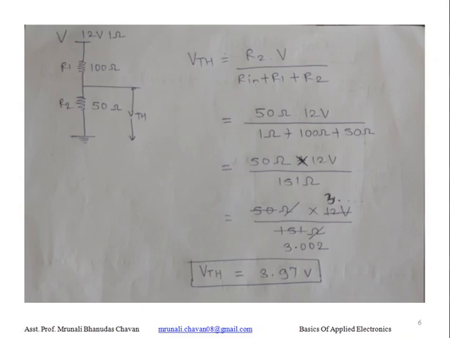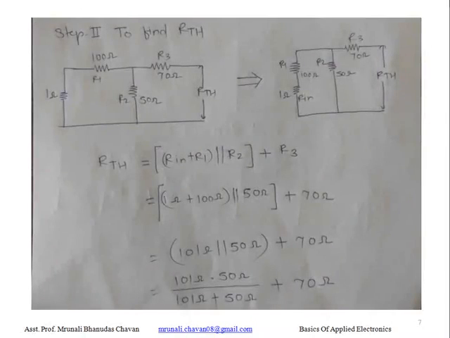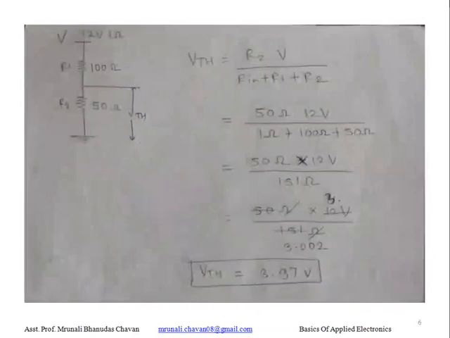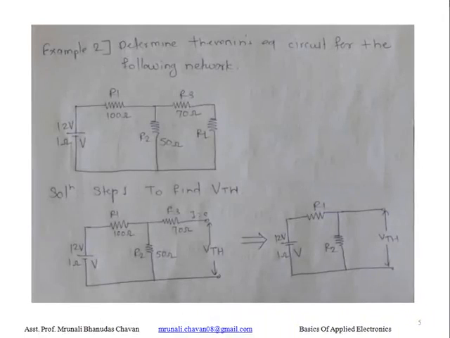This is the step 1. Now, step 2. Step 2 is to find RTH. To find RTH, remove load RL and replace all voltage and current sources by its internal resistance.